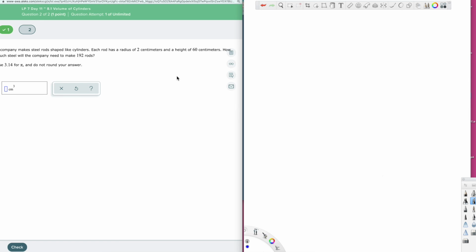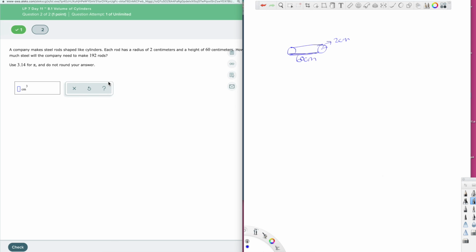So if I draw a cylinder, and I'm not great at drawing cylinders, but we're going to pretend like I am. So here's my cylinder, 2 centimeters. It says radius of 2 centimeters and height of 60 centimeters. So it's this side length that is 60 centimeters here. How much steel will the company need to make 192 rods? And again, use 3.14 for pi.